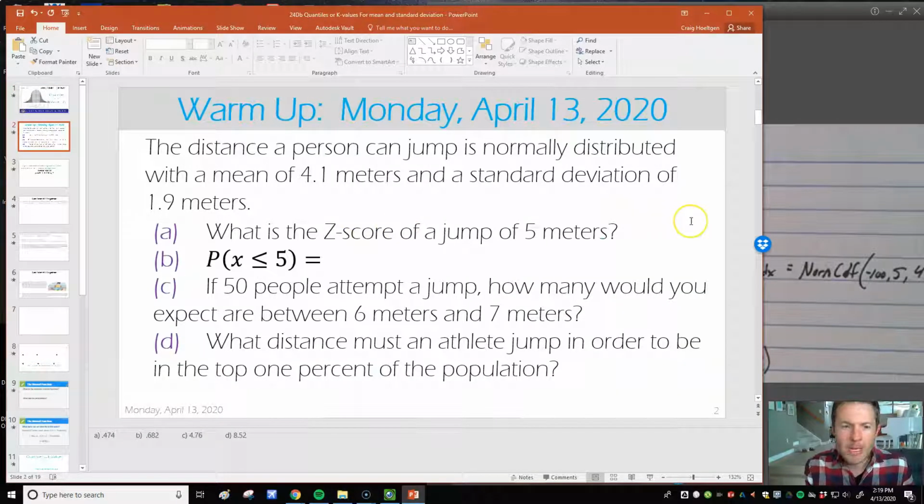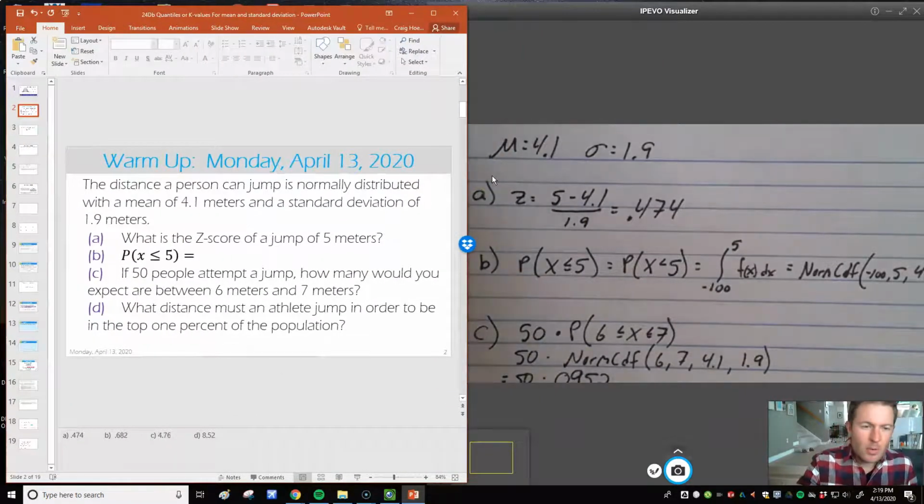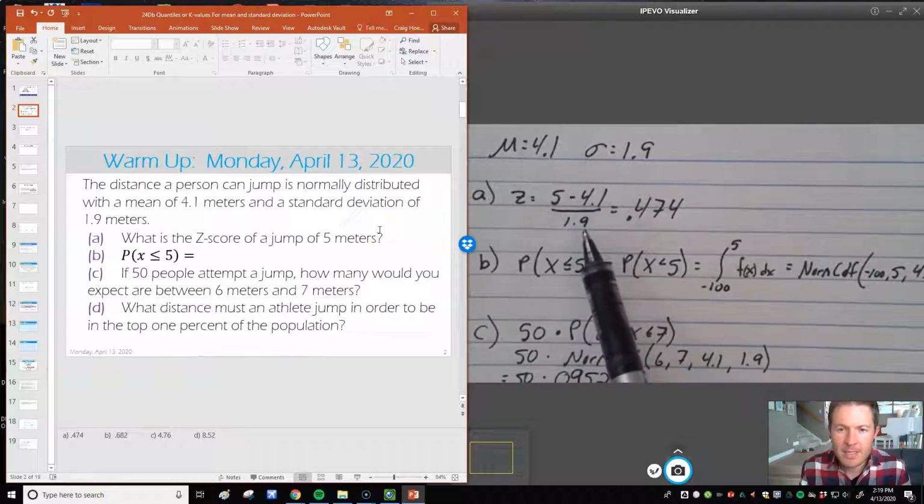Please try the warm-up. Pause the screen for a second. All right, let's dive in on how to do these. So what is the z-score of a jump of 5 meters? Here we're just converting to a z-score. We're using our z equation. Remember, score minus mean divided by standard deviation.